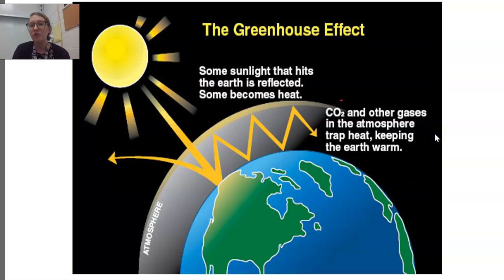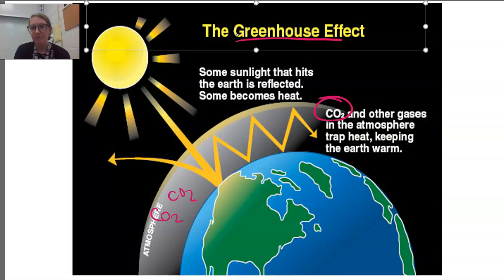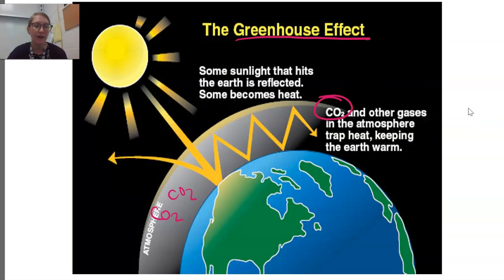So if you have too much CO2, too much carbon dioxide in your atmosphere, then more and more of the sunlight that comes in will stay here and won't bounce off, and will keep warming the Earth. So a greenhouse is something that stays very warm and traps the sun's light.